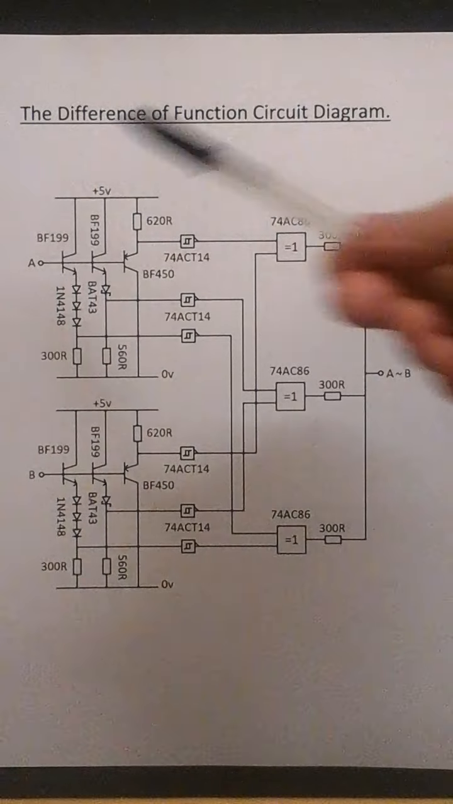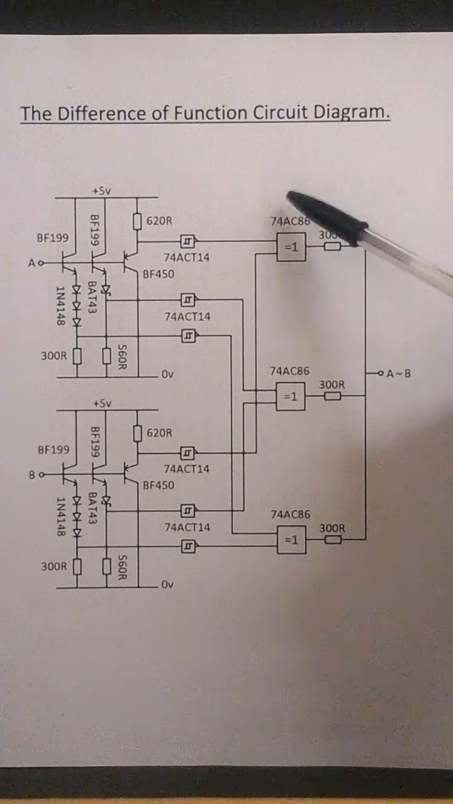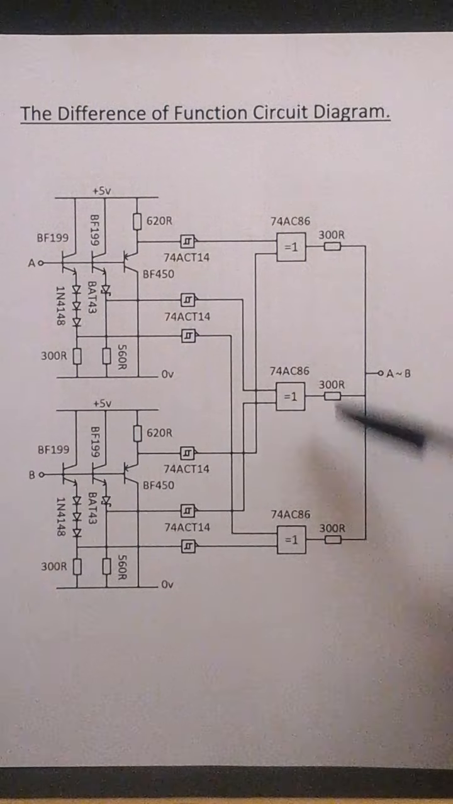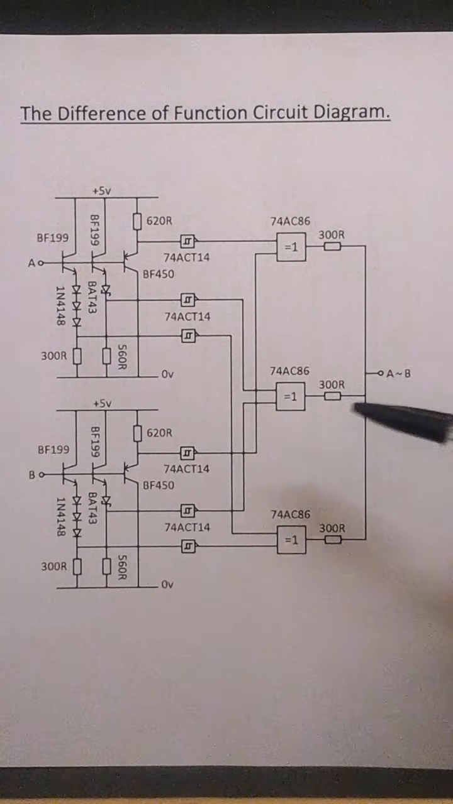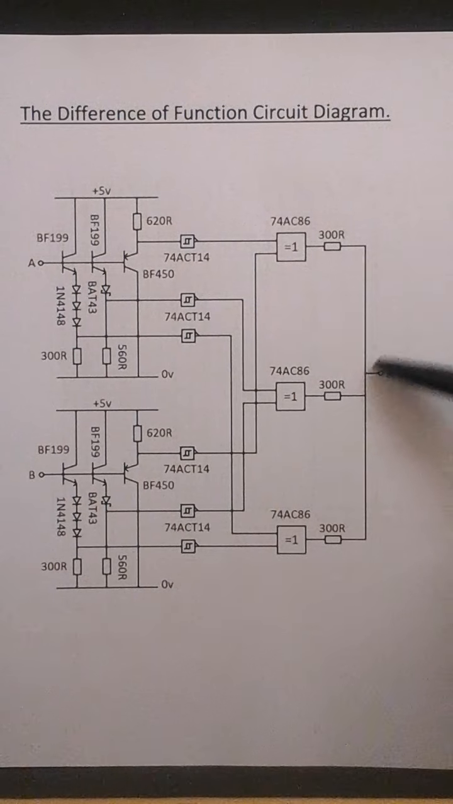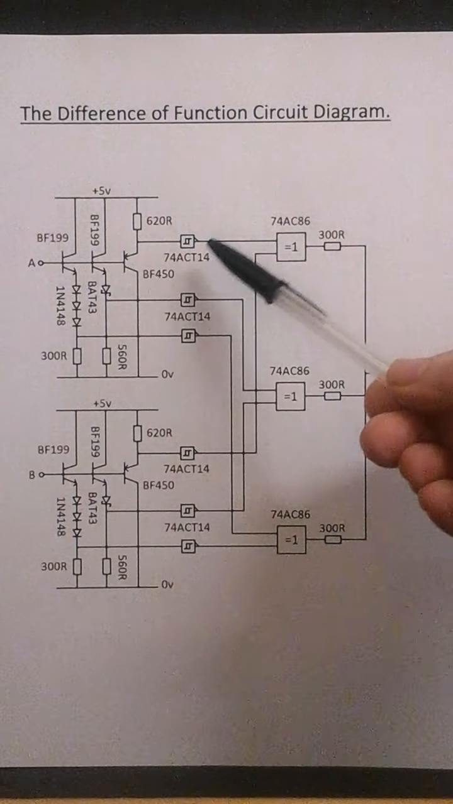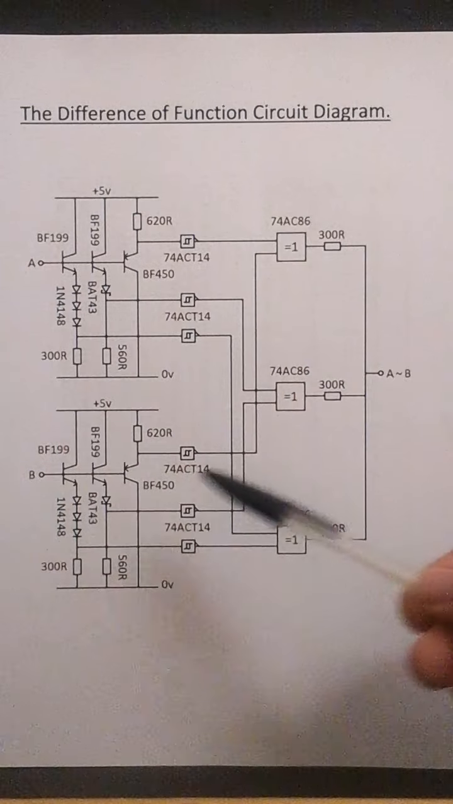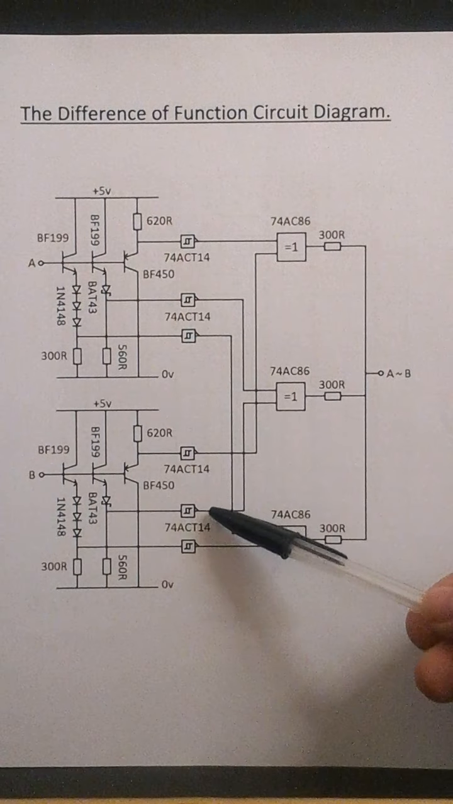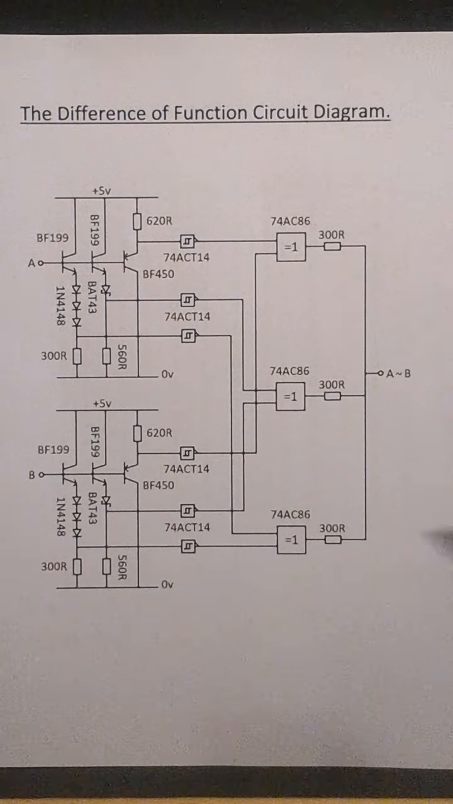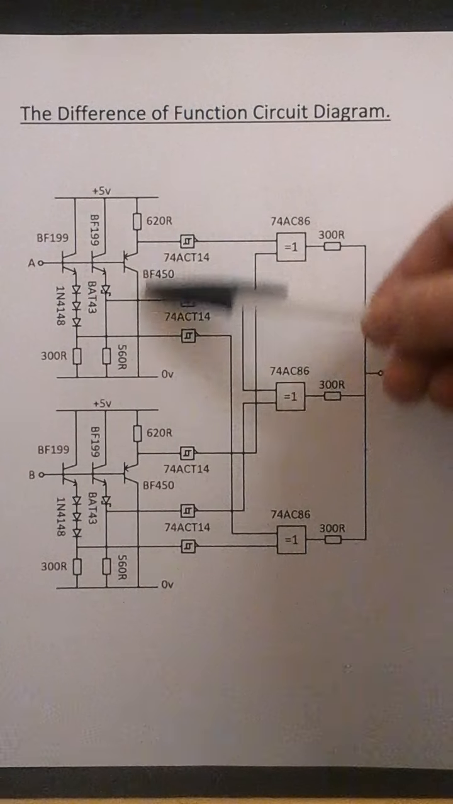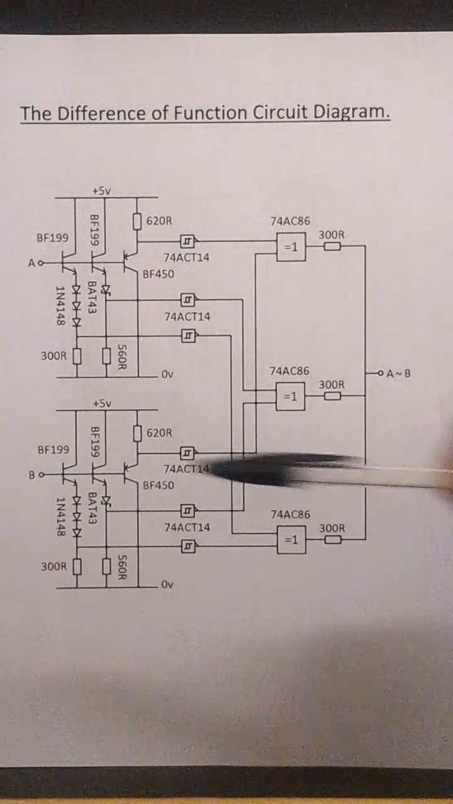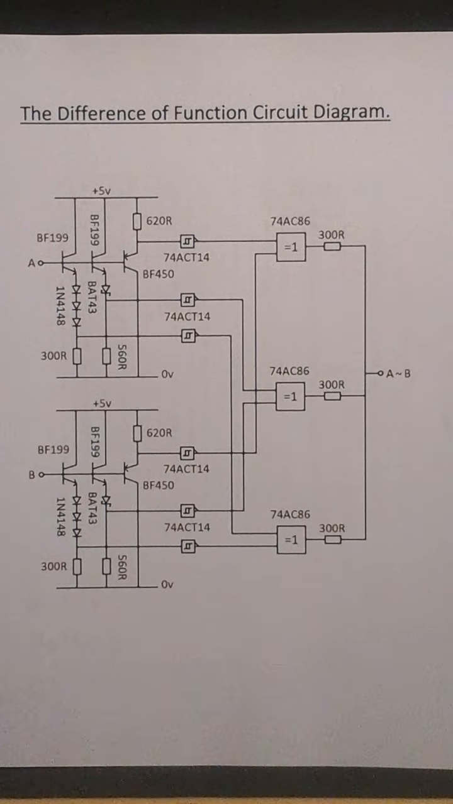So this is the difference function circuit diagram. These are exclusive OR gates, 74AC86. They're 300 ohm resistors, output resistor network A. This is the output, A difference B. And this is not A1, not A2, not A3 for input A, and not B1, not B2, not B3 for input B. These are the Schmitt triggers, 74AC14, and this is the level shifting circuit diagram. Right.